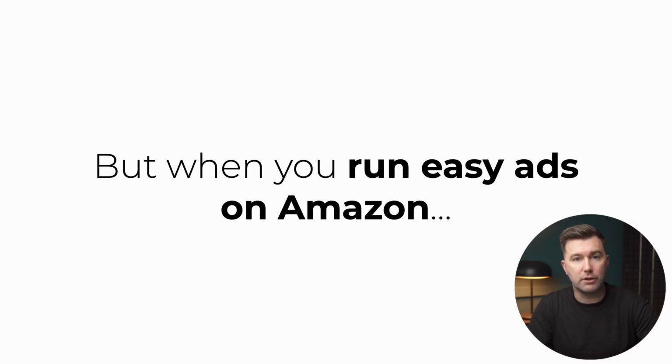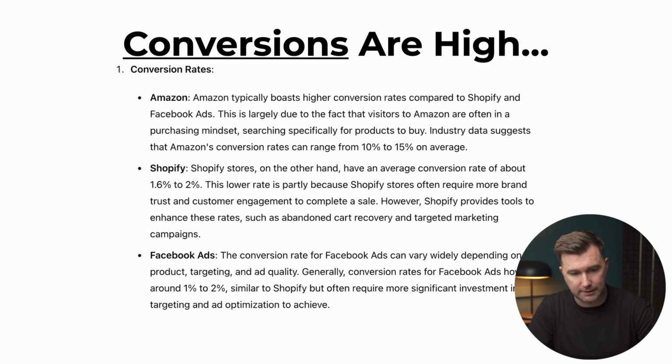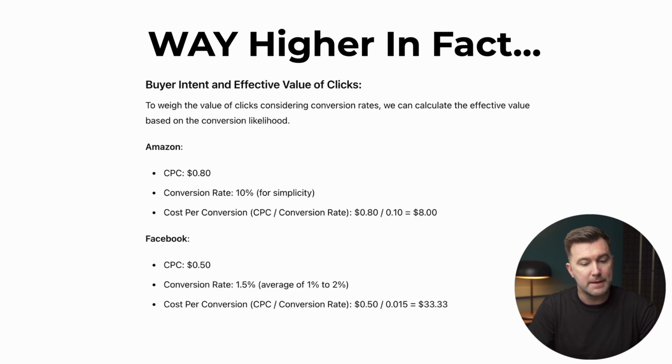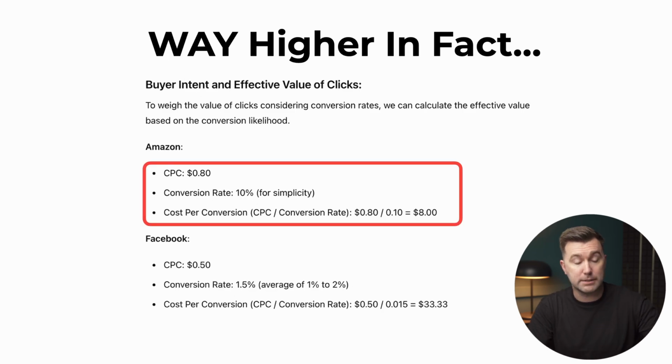But see, when you run these easy ads over on Amazon, things change. Number one, conversion rates are way higher. As you can see, I've highlighted Amazon conversion rates range from 10 to 15% on average. And here's the other thing that's important. The cost per click, as you can see here, is 80 cents. So it's a lot lower than what you would pay on Facebook or on YouTube, right? And the conversion rate is 10%. So we have a higher conversion rate, lower click cost in general.